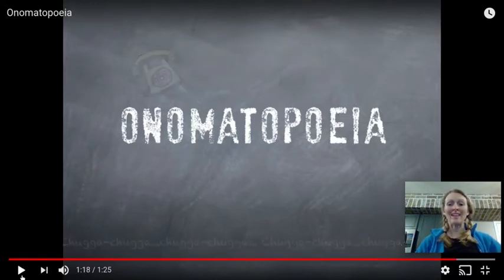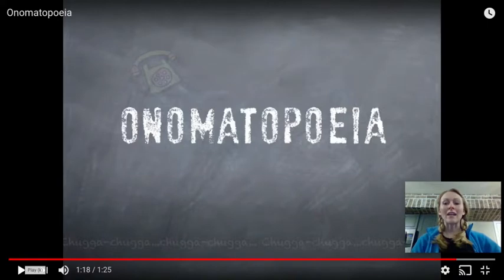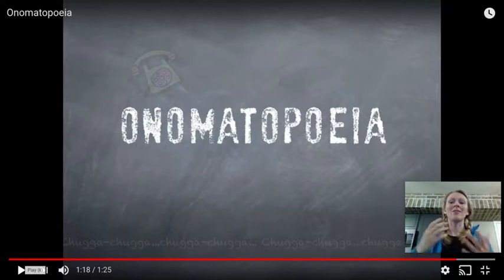So onomatopoeia are sound words. They're noisy words, words that you would include to represent a sound effect in your writing. So today what we're going to do is go to our writing and think about how I can include some onomatopoeia into my writing. Authors will often do this to help you not just visualize what it's looking like, but also be able to hear in their mind what's going on as well. It makes your writing a lot more interesting.